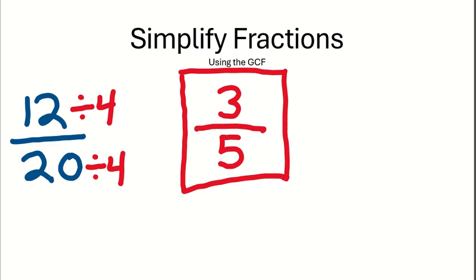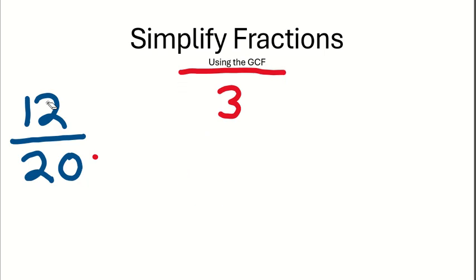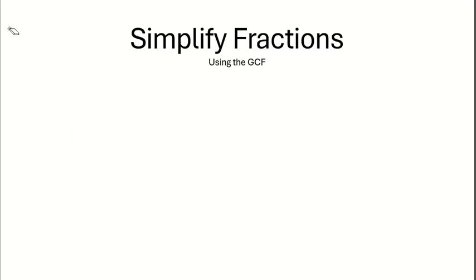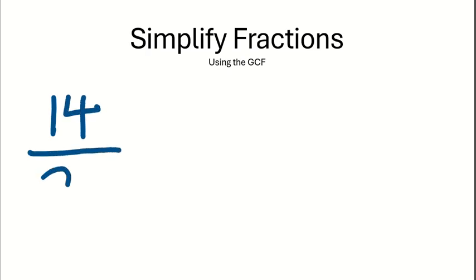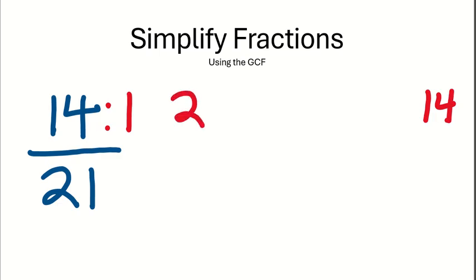Let's try another one just because we can, just because we want to, just because we're on our roll. So let's go ahead and erase this and change the fraction to 14/21. Once again, I'm going to list my factor pairs. So let's go ahead and do that. 1 times 14 is 14. 2 times 7 is 14. And that's basically it.